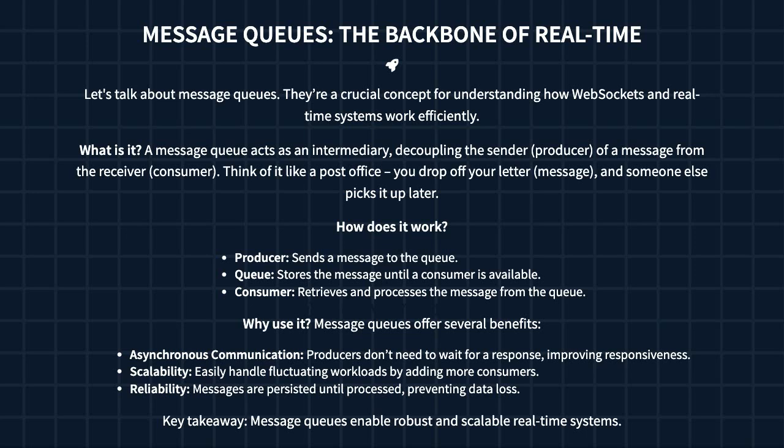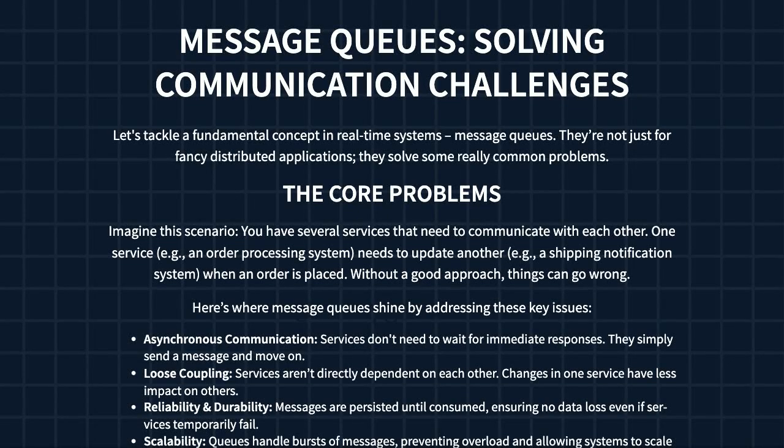A producer, which is like someone sending out a notification or an event, adds the message to the queue. Then consumers, think of them as workers who need to process that information, pick up messages from the queue whenever they're ready. This means the sender doesn't have to wait for a response, making things faster and more responsive. Plus, it helps scale well because you can add more consumers if needed, and it ensures that no message is lost.